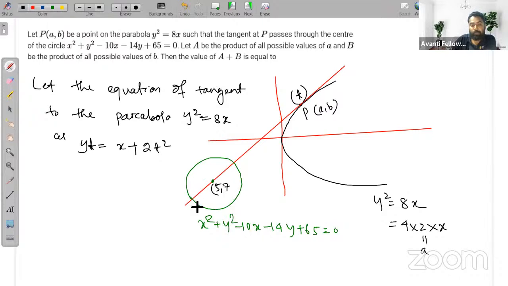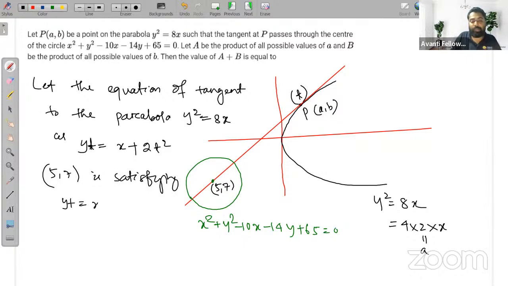Yes or no? The center of the circle is (5, 7). So if we put this point (5, 7) into the equation of the tangent, that is yt = x + 2t², is it satisfying? Yes or no? It is satisfying. So if you put this point in, what do you get? Let's see. We get y as 7, that is 7t = 5 + 2t².